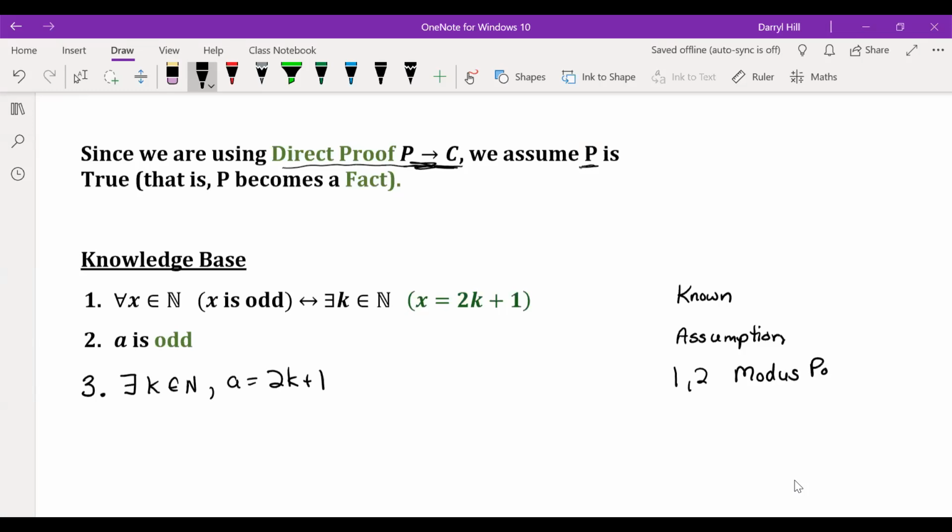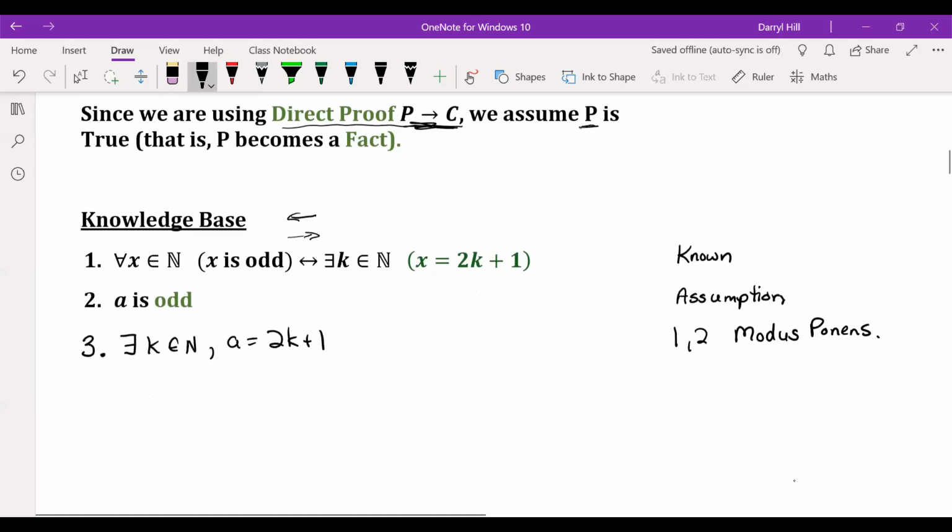Even though that's a biconditional, we can, in a sense, select the implication in the direction that we want. We're going to see a little bit later why that's true, although I think we went over it before, but this basically means the implication runs both ways, so we can use modus ponens in either direction. Then we could say a equals 2k plus 1, so that's using 3 and existential instantiation.